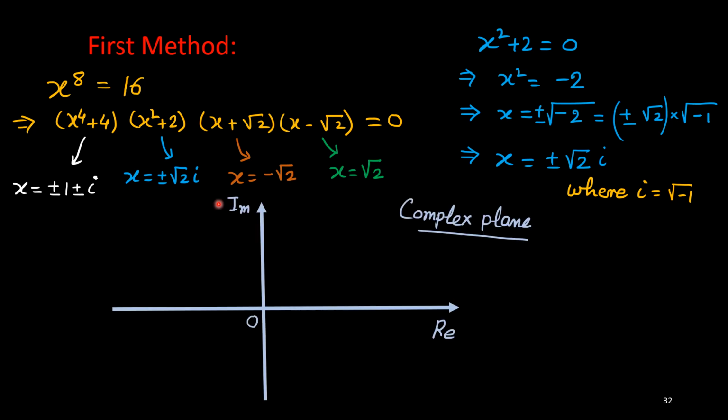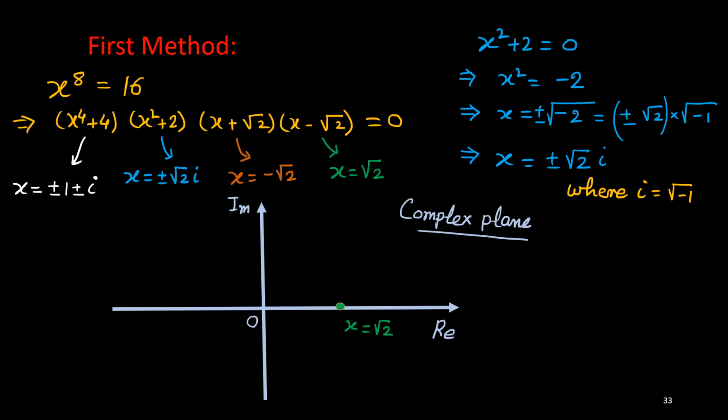Let us plot all the solutions in a complex plane. In this complex plane, this axis is the real axis, and this is the imaginary axis. Now we'll place all the roots of this equation in this complex plane. The first one, this one, its root is x equal to square root 2. It's real, on the real axis. Suppose this distance is square root 2 from the origin.